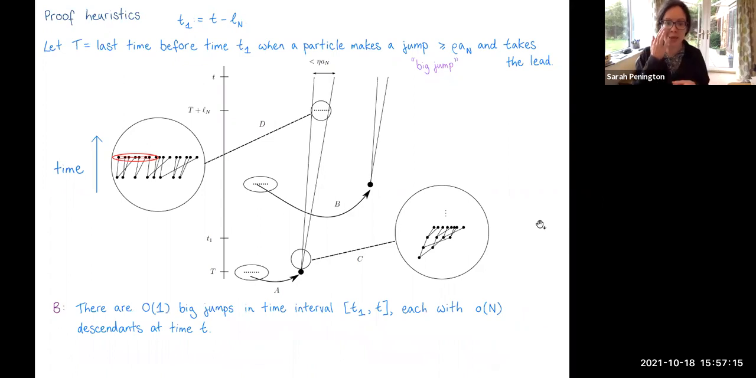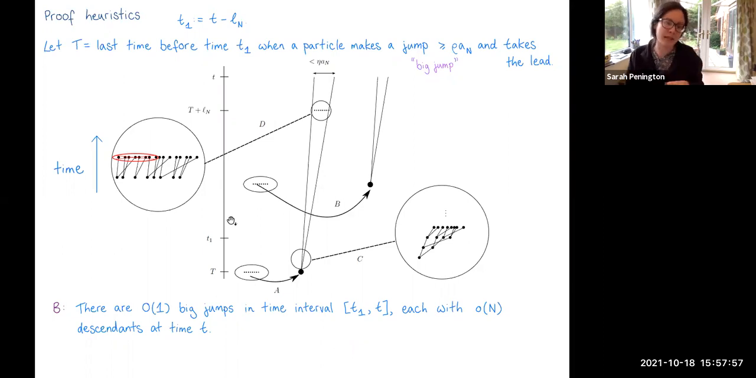And then what I'm showing in B is that after time t1, there may be big jumps which do overtake the descendants of this particle. That's quite likely to happen. So like this big jump here could be getting ahead, but there will only be order of 1 big jumps in this time interval, because this time interval has length ln, and we said that the rate at which big jumps happen is order of 1 over ln. So there'll be order of 1 of these big jumps, and it's very unlikely that any of them will happen right after time t1. There'll be a time of order ln after time t1.